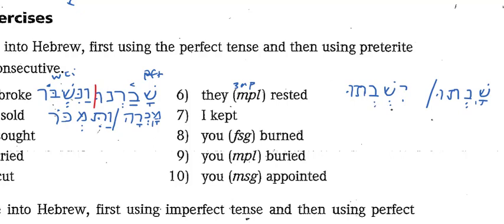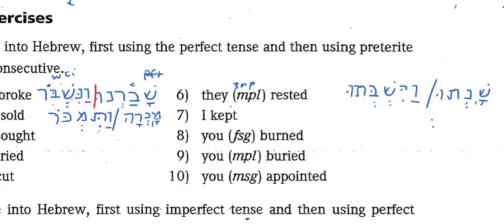And there's a silent shewa here. The bet needs a dagesh lene. Yishbatu. Now remember, we're not done yet. This is just the imperfect 3MP. They will rest, but we're trying to do the WCI 3MP. And they rested. So what do I need to add to the yishbatu? Got to add the vav, pathach, and got to put that doubling dot in there. So va-yishbatu. So both of these, shavatu and va-yishbatu, mean they rested.